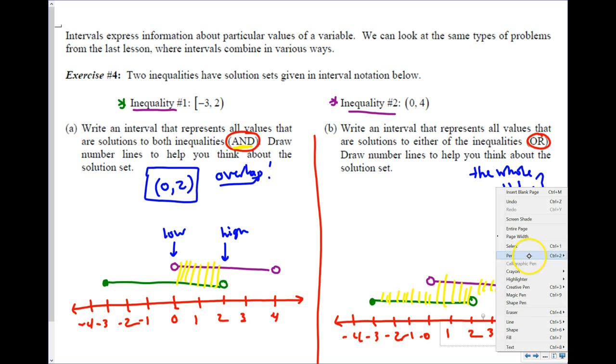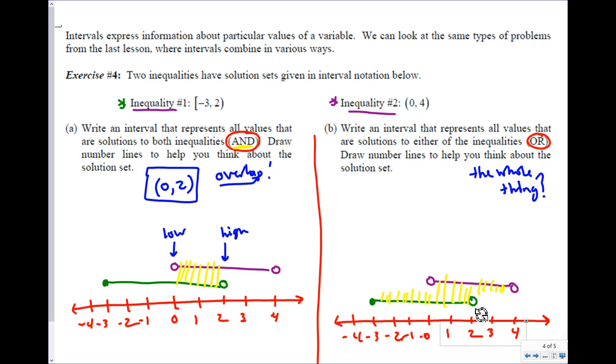So how do I write that as an inequality using interval notation? Well, my lowest value is this -3, and my highest is that 4. So I have -3 with a square bracket because it's included, and a 4 with an open parenthesis because it's not included. Okay? So two different answers in interval notation for and or. Really important to think about and or when you're reading your problems, paying very close attention to that.